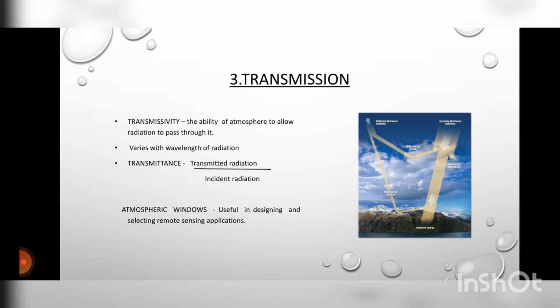For example, visible light and radio waves can pass relatively freely through the atmosphere while X-rays cannot. So, it is always important to keep atmospheric windows in mind when designing and selecting sensors for remote sensing applications. Most remote sensing instruments on aircraft or satellite platforms operate in one or more of these atmospheric windows.